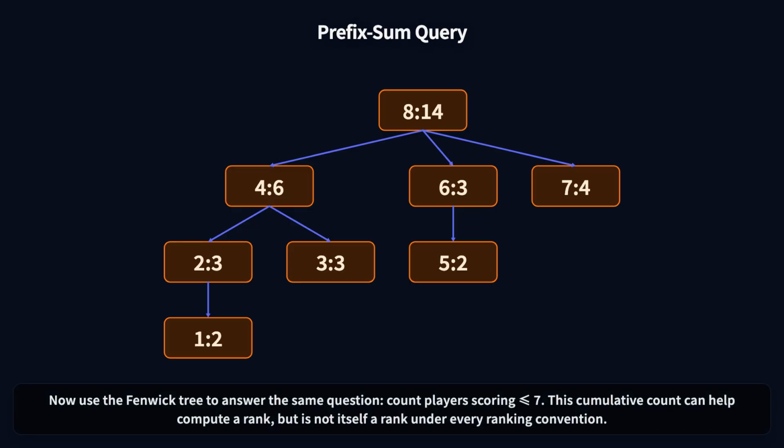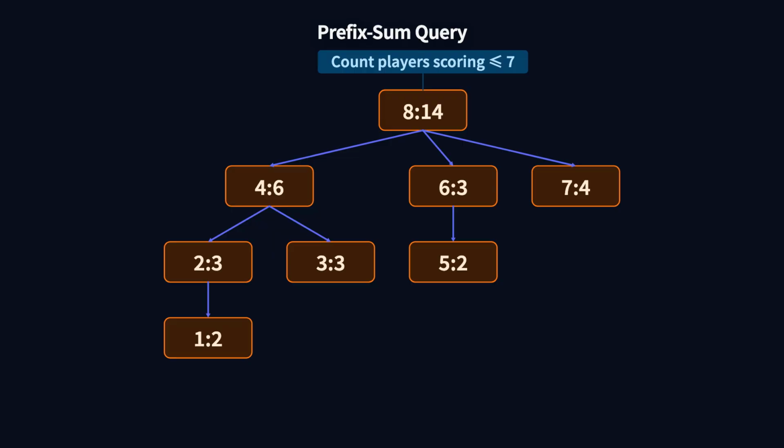Now use the Fenwick tree to answer the same question. Count players scoring less than or equal to 7. This cumulative count can help compute a rank, but is not itself a rank under every ranking convention.